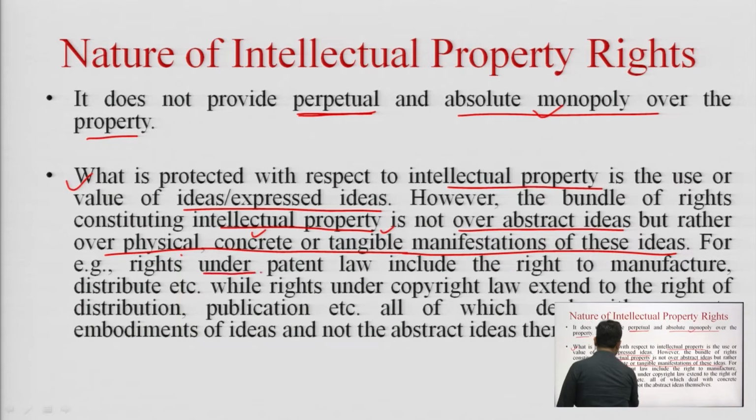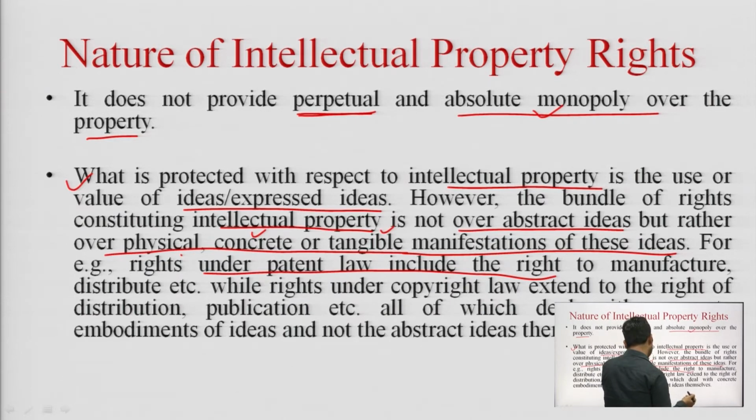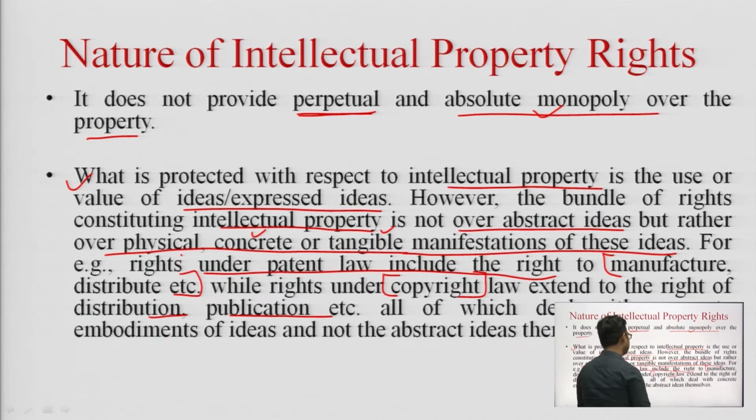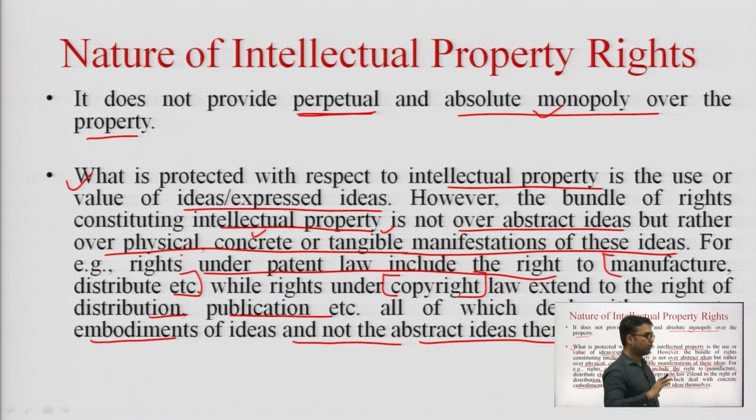For example, rights under patent law include rights to manufacture, distribute, etcetera. Okay, so if somebody has been granted a patent under patent law, then he will have the rights only to manufacture and distribute. Okay, while if somebody has copyright, that means he has the right for distribution and publication of that particular segment. Okay, all of which deal with concrete manifestations of ideas and not the abstract ideas themselves. So abstract ideas means that it will not be any vague thought. That thought, that idea should have physically concrete and tangible manifestations, then only this will be applicable.